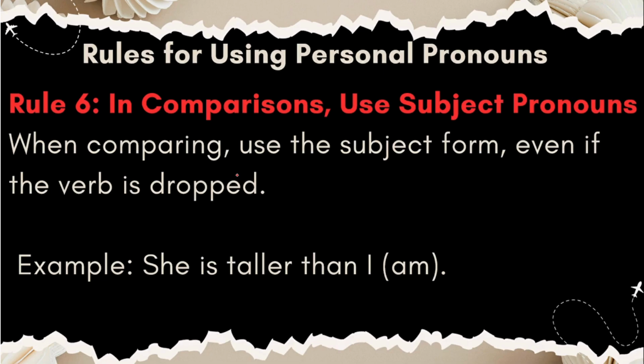What's the object pronoun for I? Me. She is taller than me. Sometimes we tend to say this, but it's wrong. If you know all these rules, you will know the right pronoun to use anywhere in a sentence.